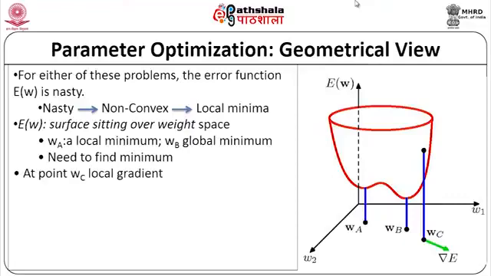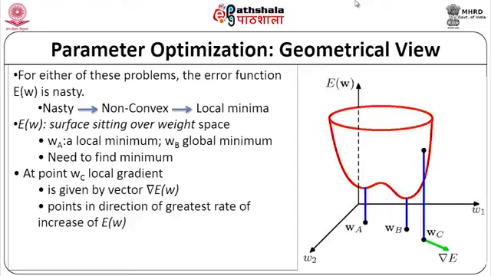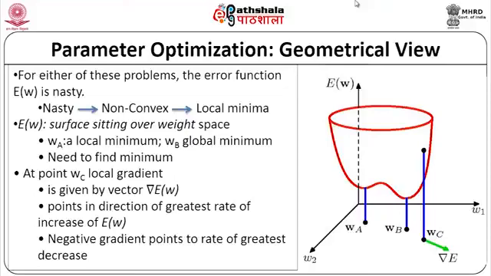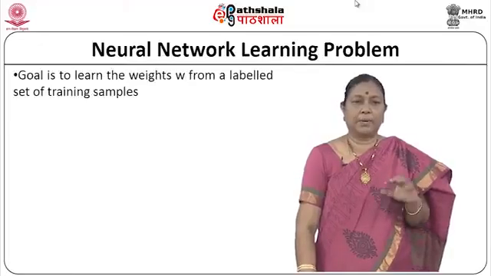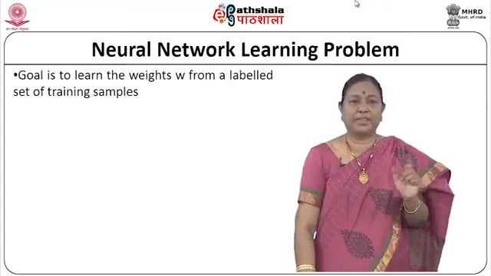The local gradient is given by the vector delta E of w. It points in the direction of greatest rate of increase of E of w. So, this is a geometrical view of how you find the W. The negative gradient points to the direction of greatest rate of decrease. With that, you will consider it and find the derivative of the error to get the parameter optimization. So, in the neural network learning problem, the goal is to learn the weights W from a labeled set of training samples.